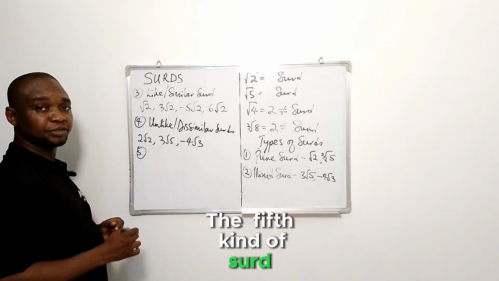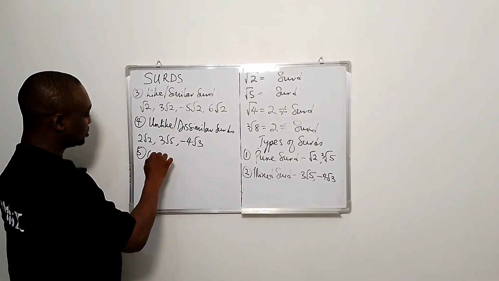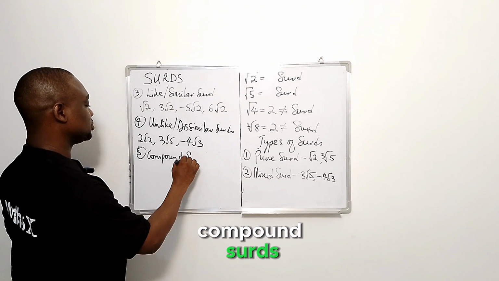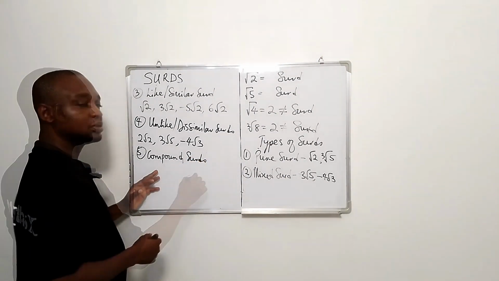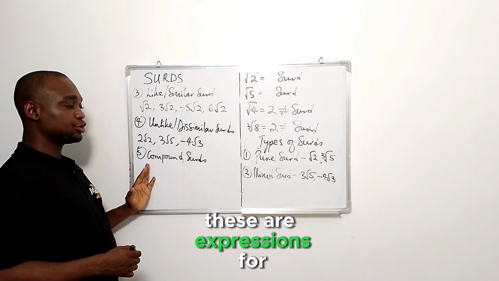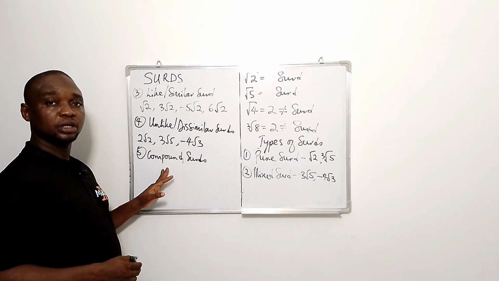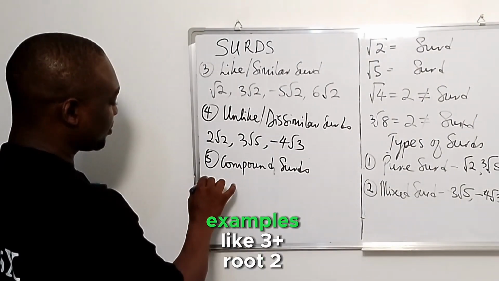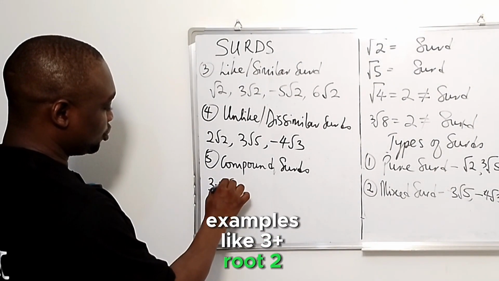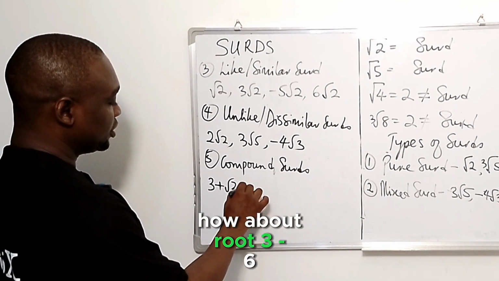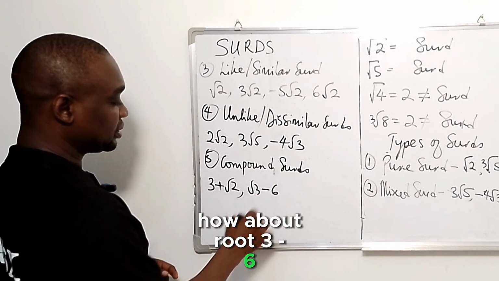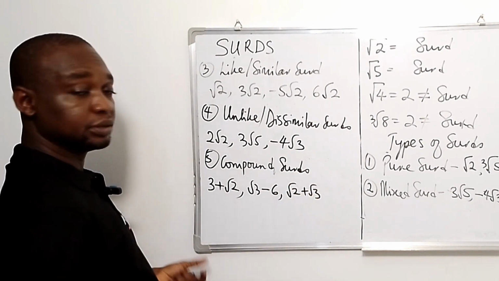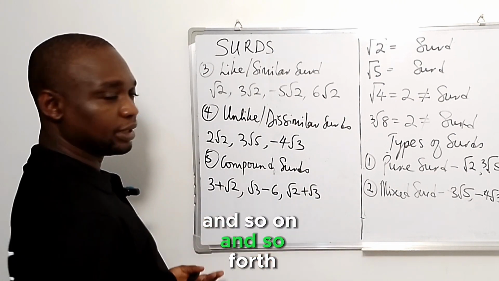The fifth kind of surd is the compound surds. For compound surds, these are expressions for addition and subtraction of 2 or more surds. So I'm looking at examples like 3 plus root 2. How about root 3 minus 6? Or maybe even root 2 plus root 3, and so on and so forth.